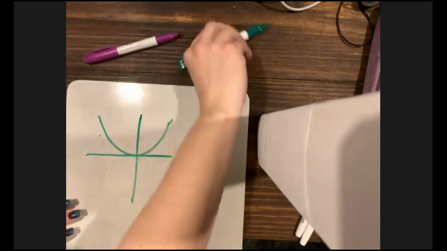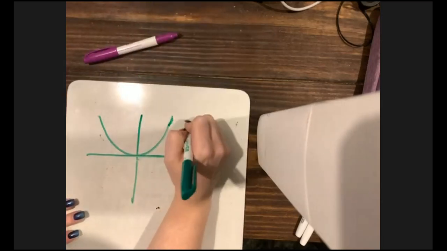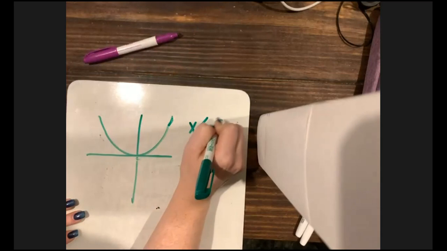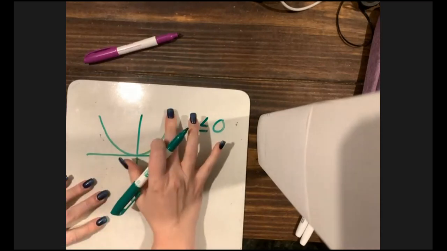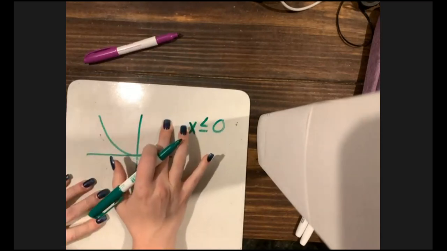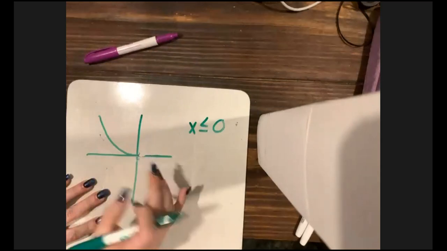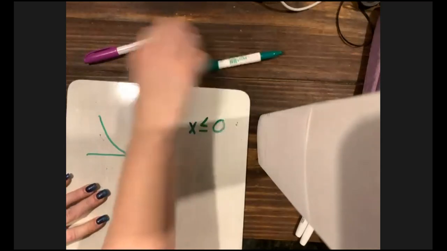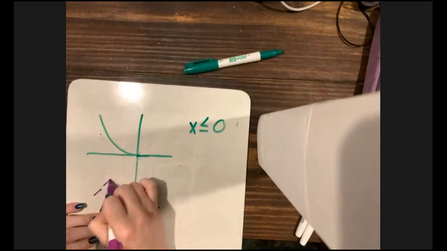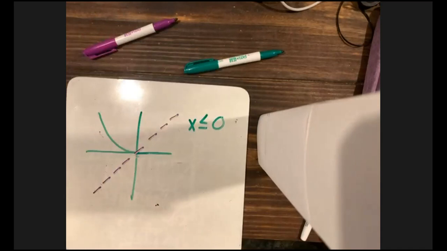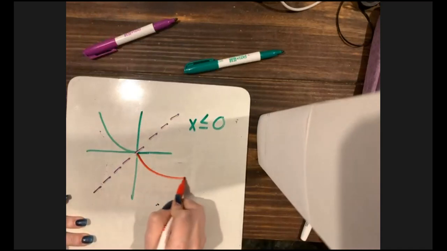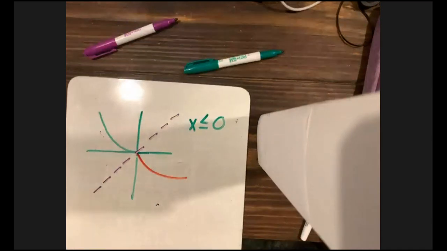So what they'll do is they'll add a domain restriction and say something like, only look at this graph when x is less than or equal to 0. Well, if we're only looking at stuff less than or equal to 0, that whole piece of graph goes away. So now, when I go to do this reflection, I have that, but that's a function, okay?